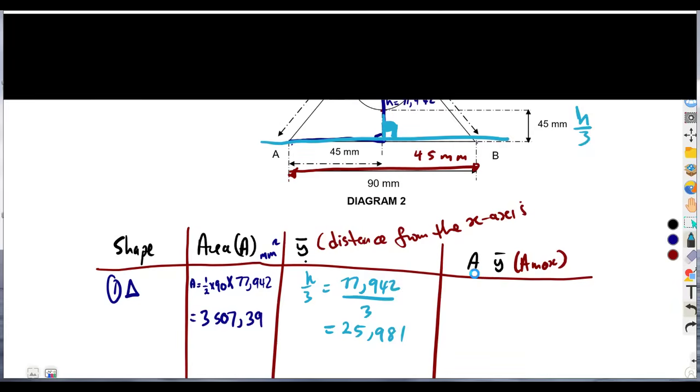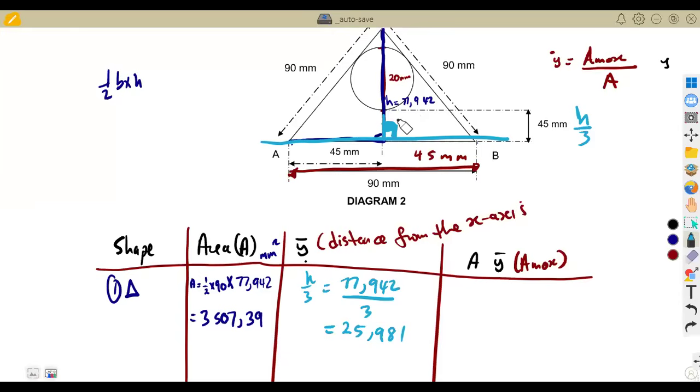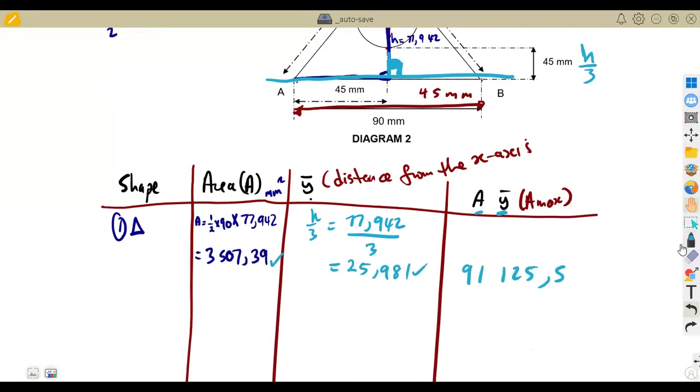Then the area moment is the product of area times the y value there. You have to consider the product of the two. All right, so you have to be very, very careful on this part. Very sorry for that, guys. Just multiply the area and this one. You already have these ones. So I'm not going to rewrite this. I'm just going to write the answer. That's 91125,500 and so on. So you have got your area moment there.